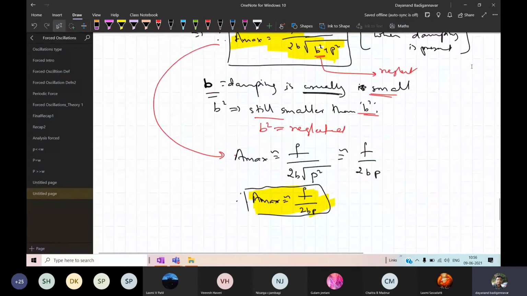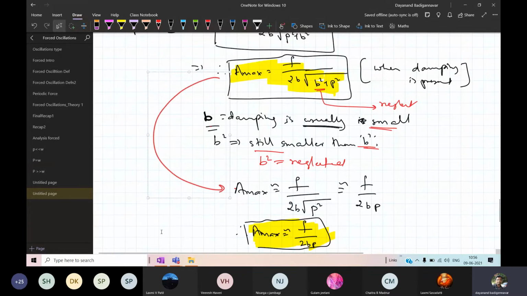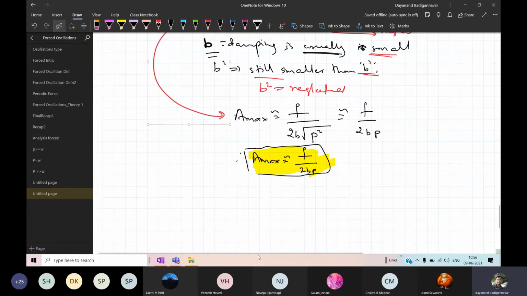I will share this, don't worry. You have learned this resonance condition right now in detail, and you have evaluated the damped maximum amplitude. Okay, so I will tell you again.